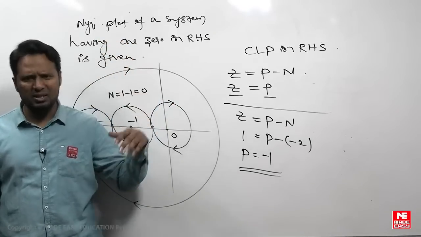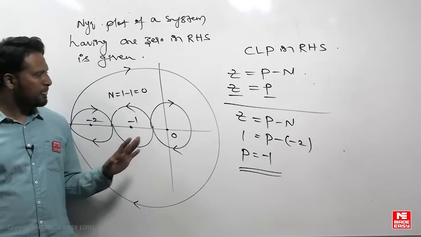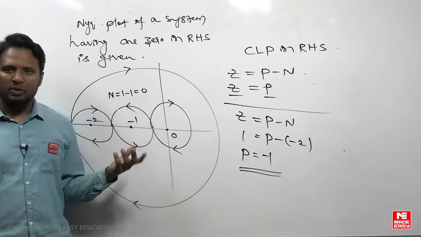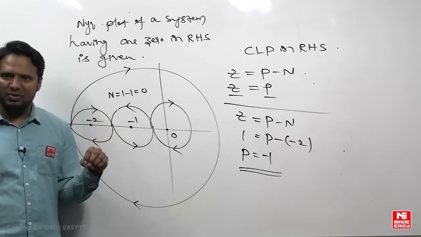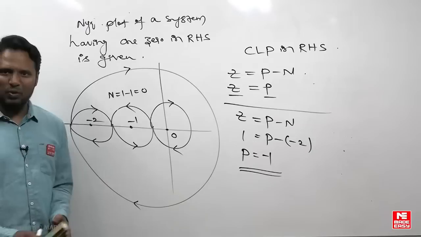Wo question mein miss kar diya tha, isliye marks were given to all the students. Right. So it should be mentioned. Then we will change the direction. This Nyquist plot is actually obtained for anti-clockwise direction of the Nyquist contour, wherein we reverse the polarity now.